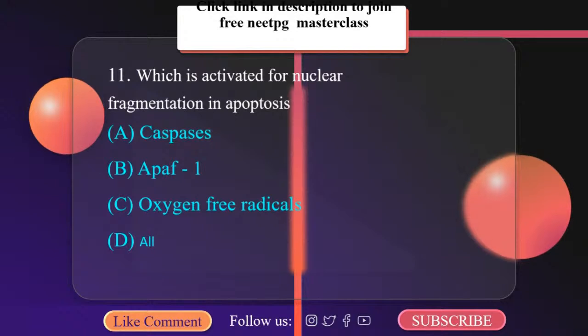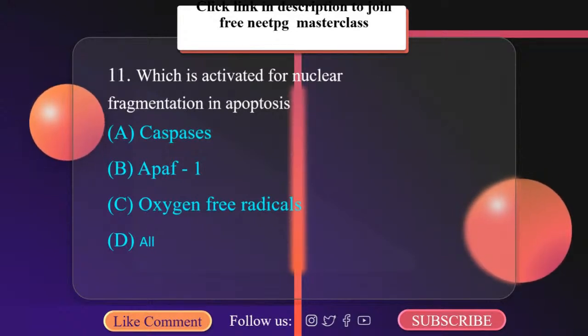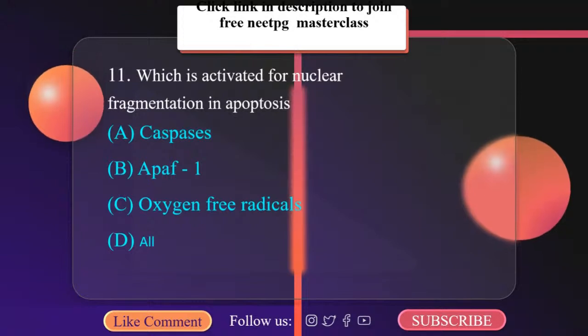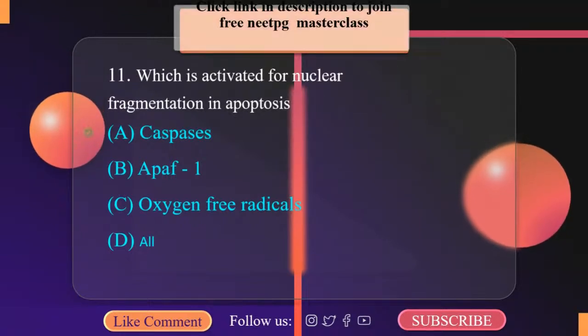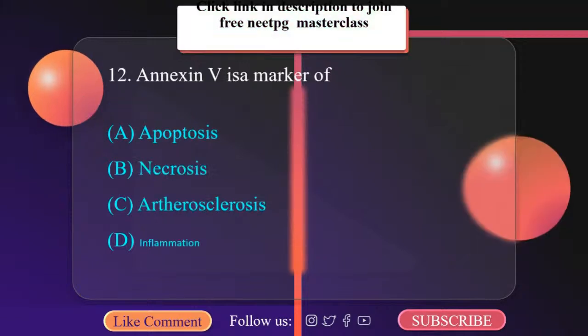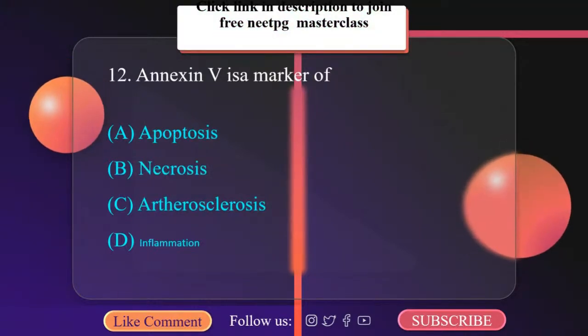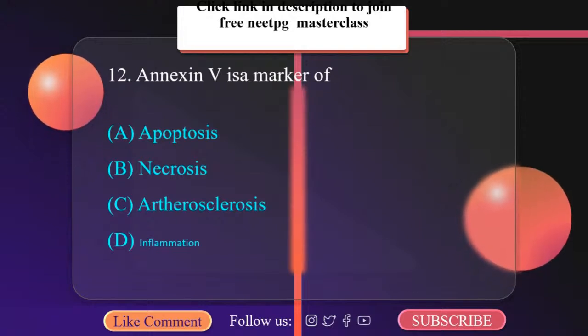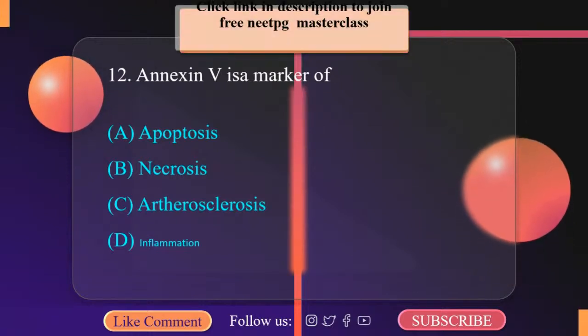Which is activated for nuclear fragmentation in apoptosis? A. Caspases, B. APAF1, C. Oxygen free radicals, D. All. It is caspases. Annexin V is a marker for A. Apoptosis, B. Necrosis, C. Atherosclerosis, D. Inflammation. It is apoptosis.